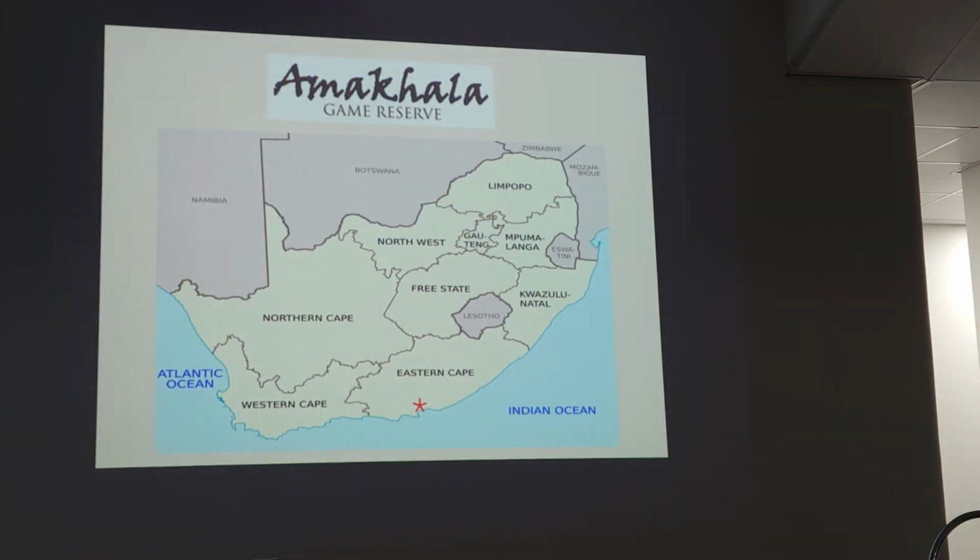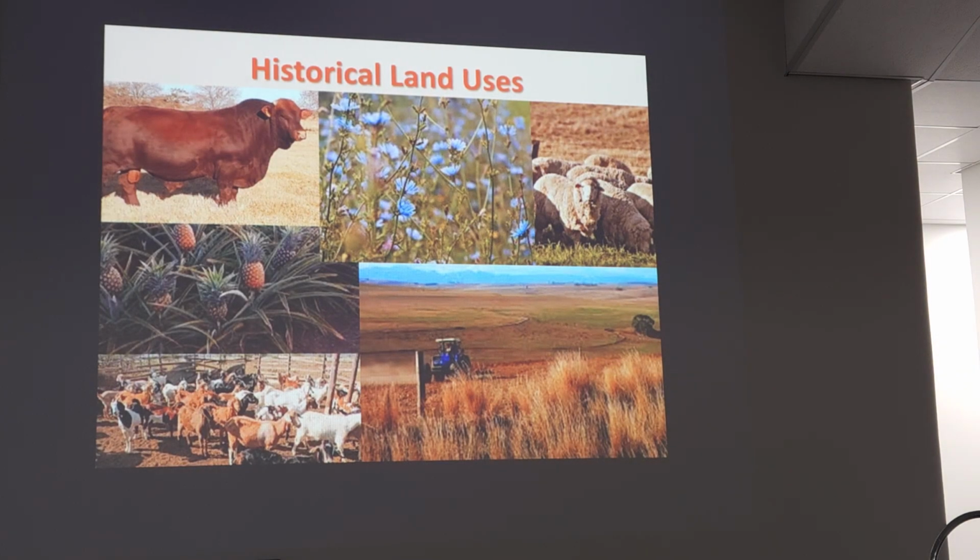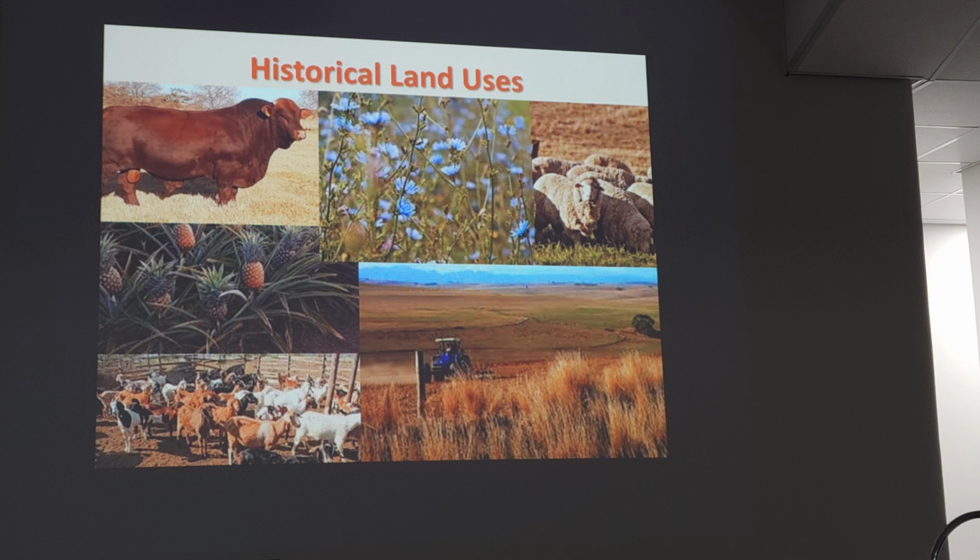Okay, so just a quick overview of Amakala. It's a private game reserve between here and Grahamstown. It's a relatively small reserve, about 10,000 hectares in size, and we were established in 1999. Prior to the establishment, it was farmland, so we had beef, chicory, sheep, goats, irrigated lands, dairy, pineapple, you name it, we had it on the farm. And this very much has influenced our vegetation and just the overall landscape of the reserve.